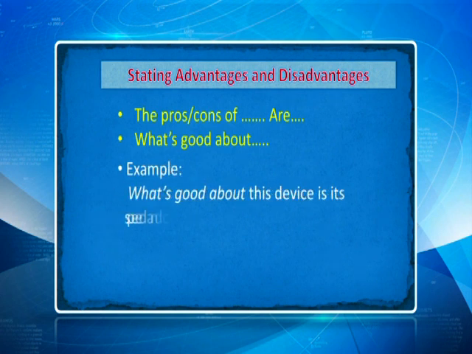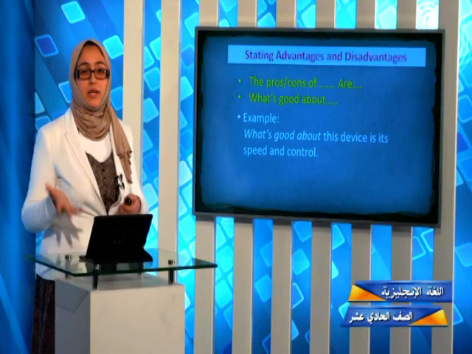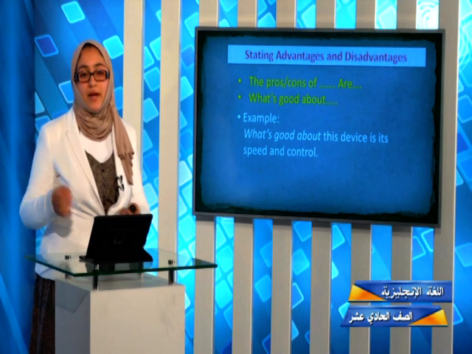And then what's good about, and here is, of course, an example. What's good about this device is speed and control. So you talk about what is good about this device. What makes it better than every other device? What sets it apart? So of course, it is very useful to state the reasons why something is good, and on the other hand, why something is bad.